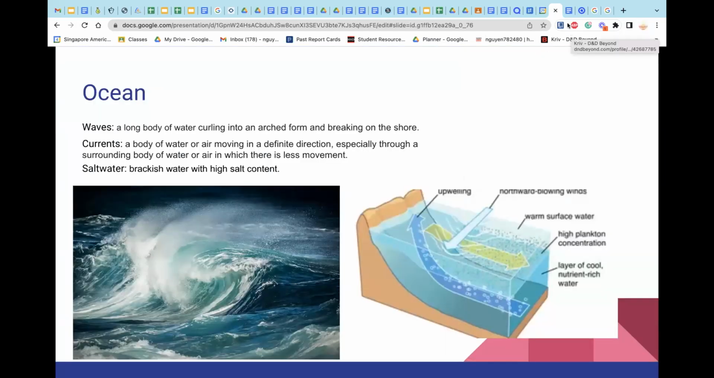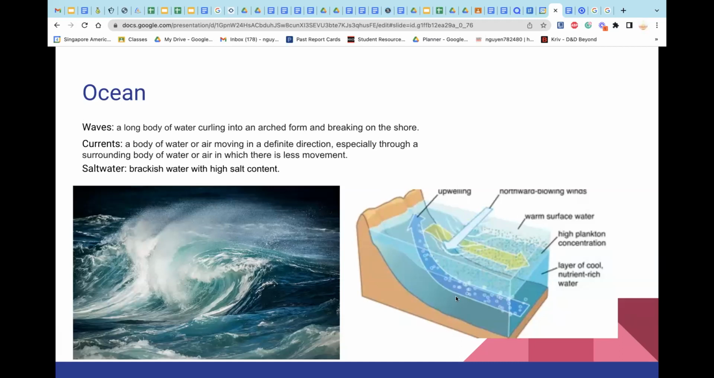Anyway, starting, our first bit is about the actual ocean itself. For example, a wave is a long body of water curling into an arc form and breaking onto the shore. That's a wave, the picture on the left. And then a current is a body of water or air. We're talking about water. So, a body of water moving in a definite direction, especially through a surrounding body of water in which there's less movement. So on the right, that's an example of a current.